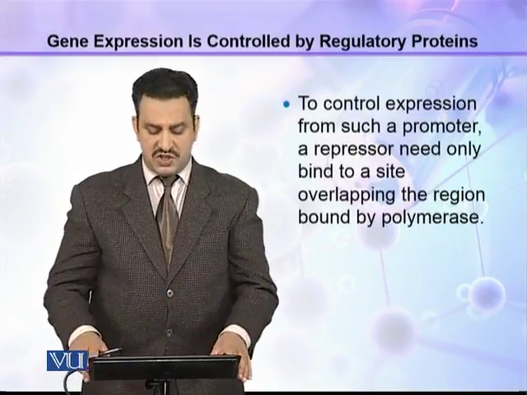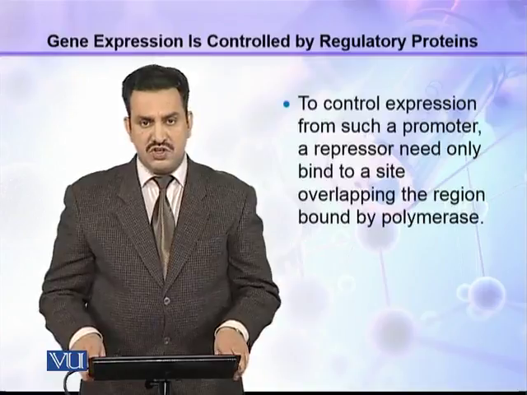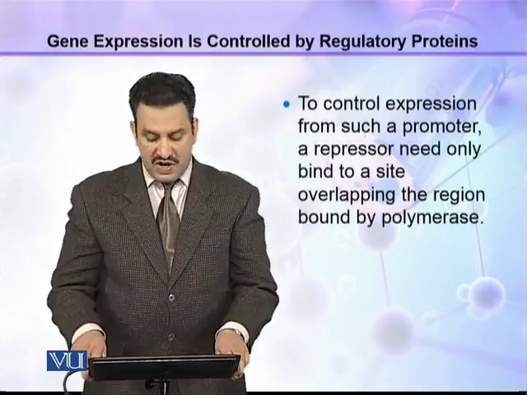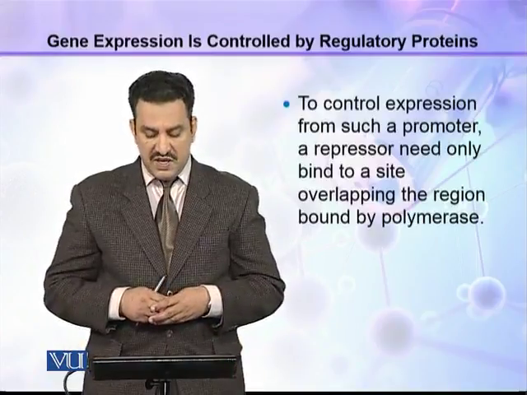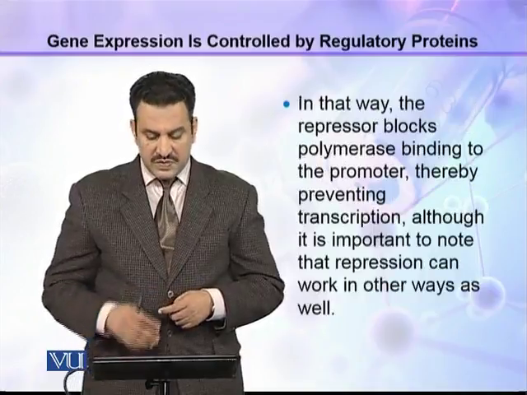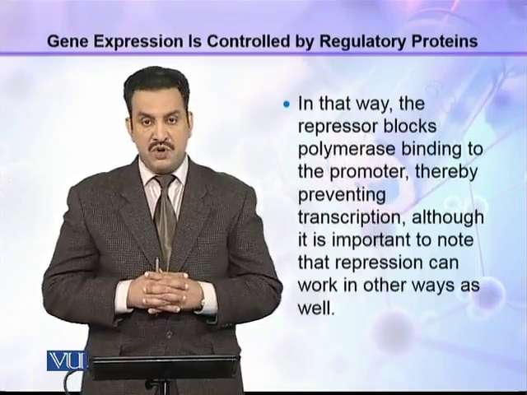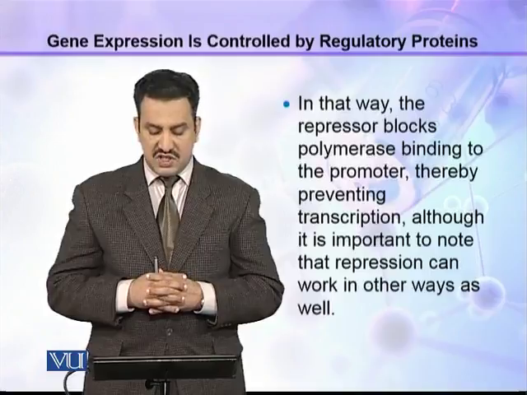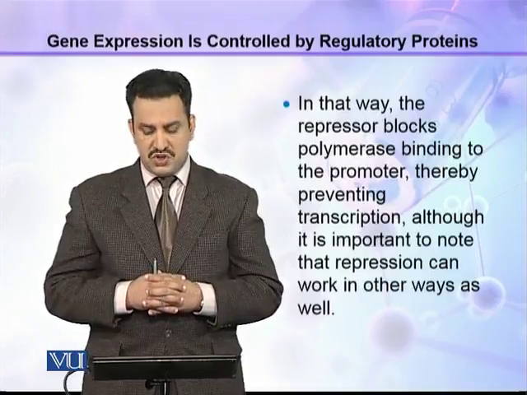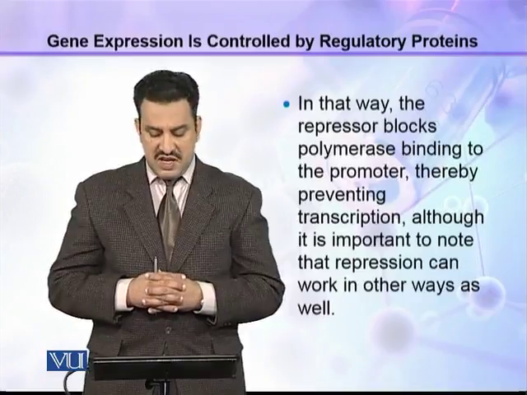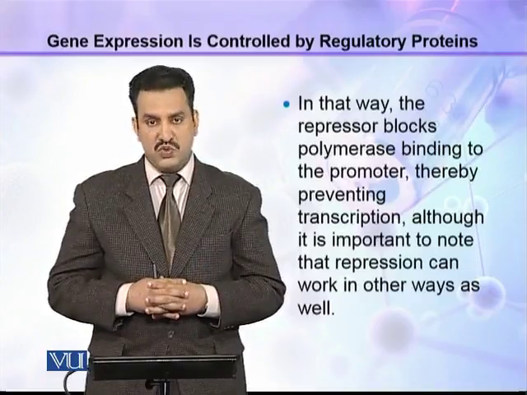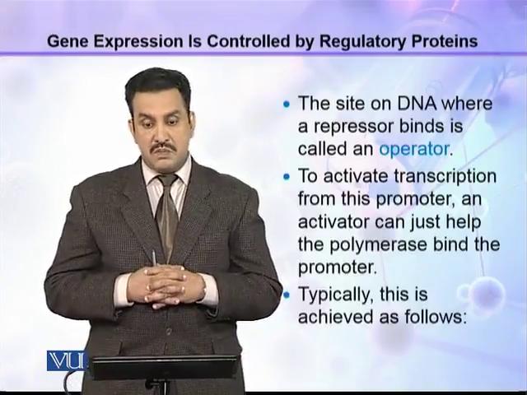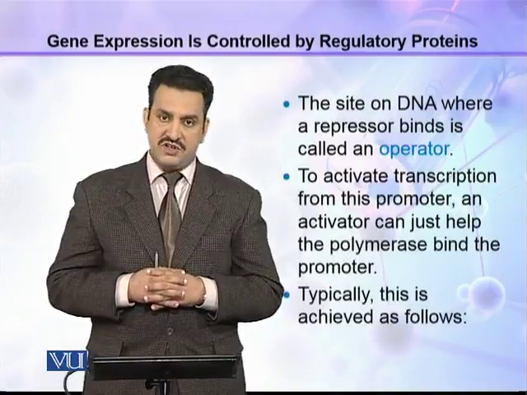To control expression from such a promoter, a repressor need only bind to a site overlapping the region bound by polymerase. In that way, the repressor blocks polymerase binding to the promoter, thereby preventing transcription. Although it is important to note that repression can work in other ways as well. The site on DNA where a repressor binds is called an operator.